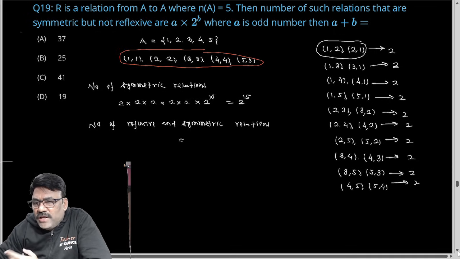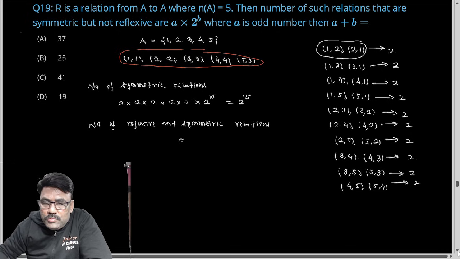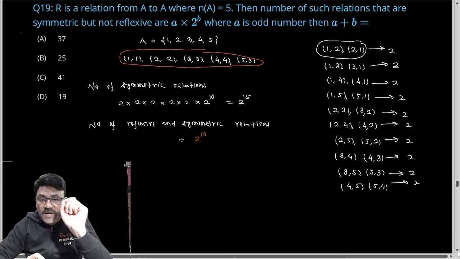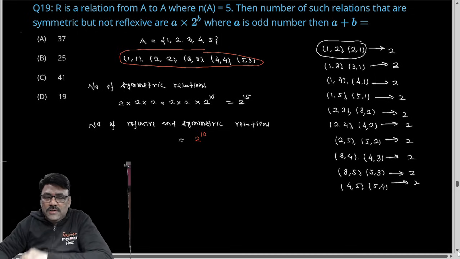And for the remaining, you have two options because the relation is symmetric. Either you will select both 1, 2 and 2, 1 or reject both. So 2 into 2 into 2 into 2, 2 raised to 10. So this is the number of relations which are reflexive as well as symmetric.